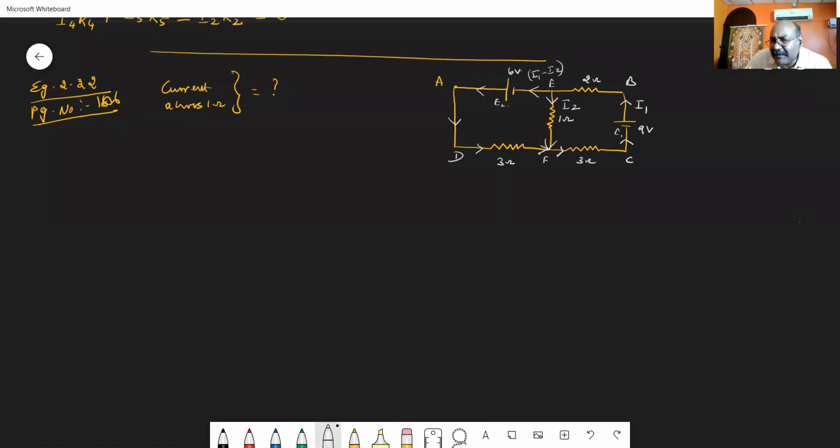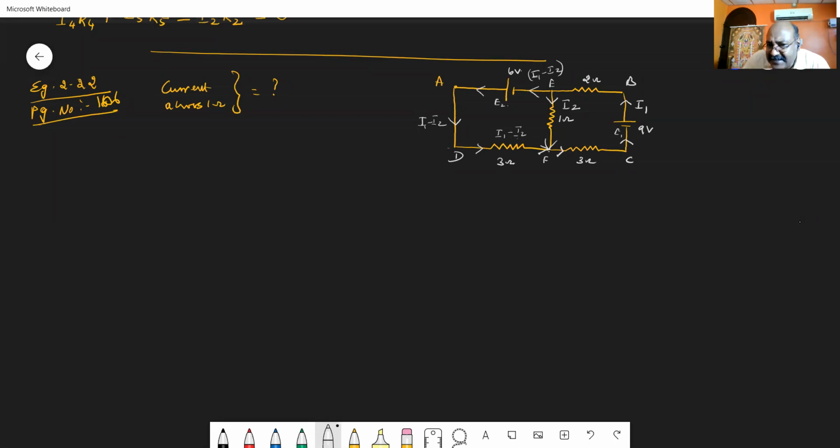Because the current that is coming out from 9 volt is I1. I1 passes through 2 ohm. Then when it reaches this junction, it separates into two. A part of the current flows through 1 ohm, which I have taken as I2. The remaining current passes through this, so the remaining current is I1 minus I2. This current I1 minus I2 flows through this, similarly through this, and again through 3 ohm, I1 minus I2 is flowing.